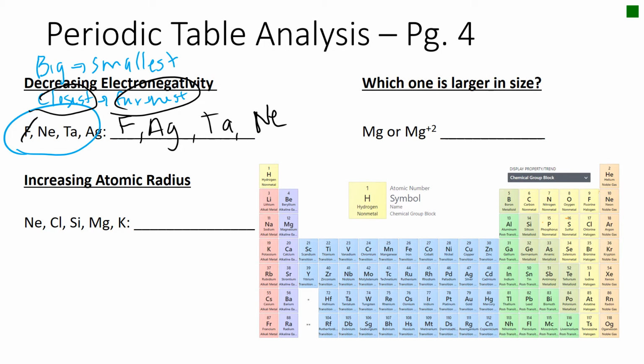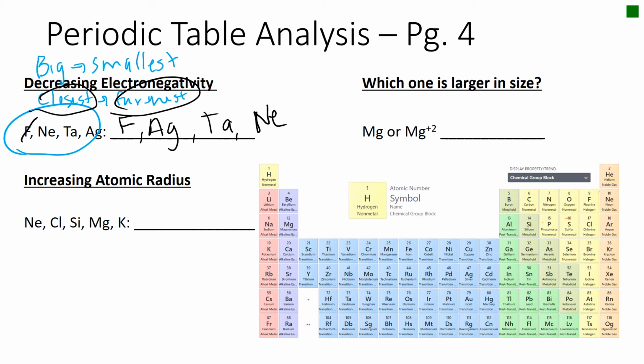All right, now let's try to do increasing atomic radius. The largest atomic radius is Fr. Fr is the largest out of everything. So as you go down, it had to increase, and as you go across, it had to decrease. Now we're going to figure out this one, and once again I'm going to go with the same pattern and circle all the ones that I want. So I've got Ne, Cl, Si, Mg, and K.